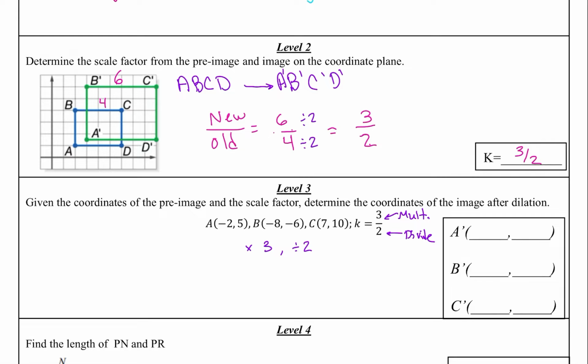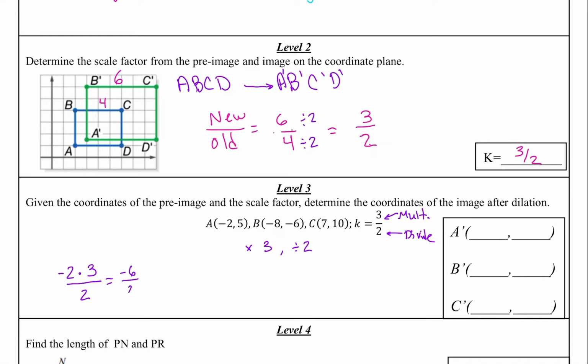And it doesn't matter what order we do that in. We can divide first if it makes more sense to you, if it makes it easier. But in this case, for today, I'm just going to go through and multiply and then divide each individually. So the first one, I've got -2 multiplied by 3, and then divided by 2.